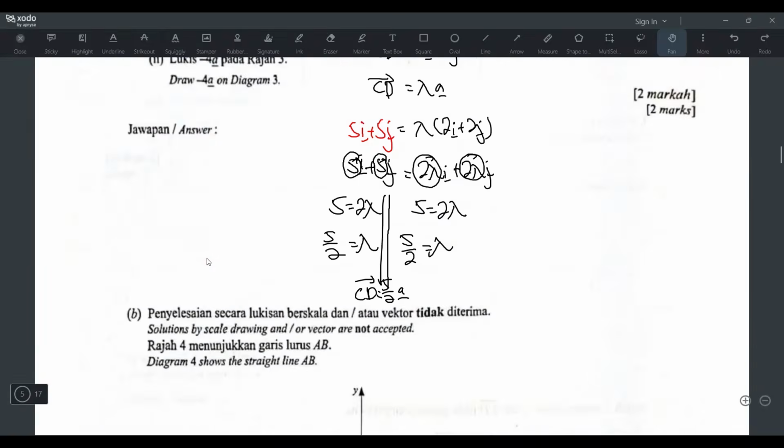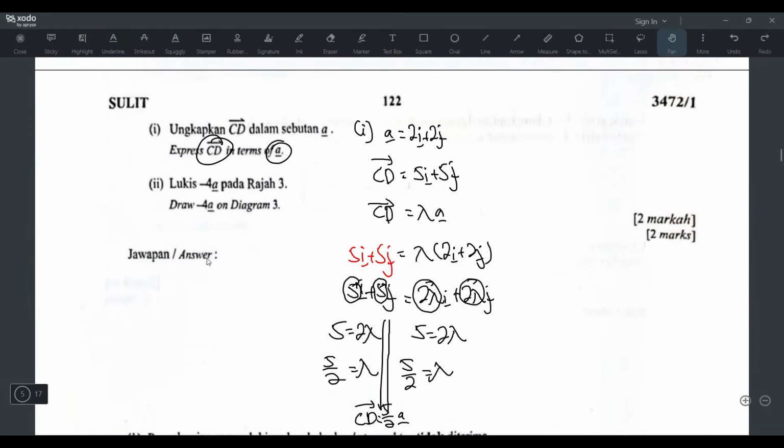But this one is only worth 1 mark, so I don't think you have to do all this working. But I always enjoy explaining it to you using full working.